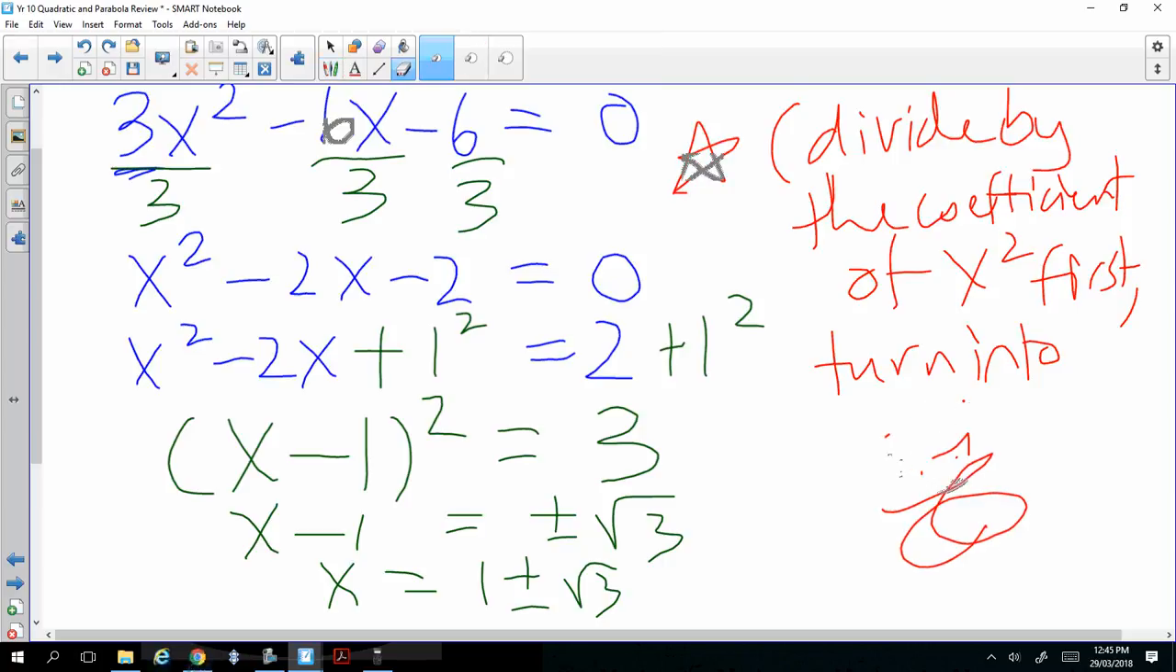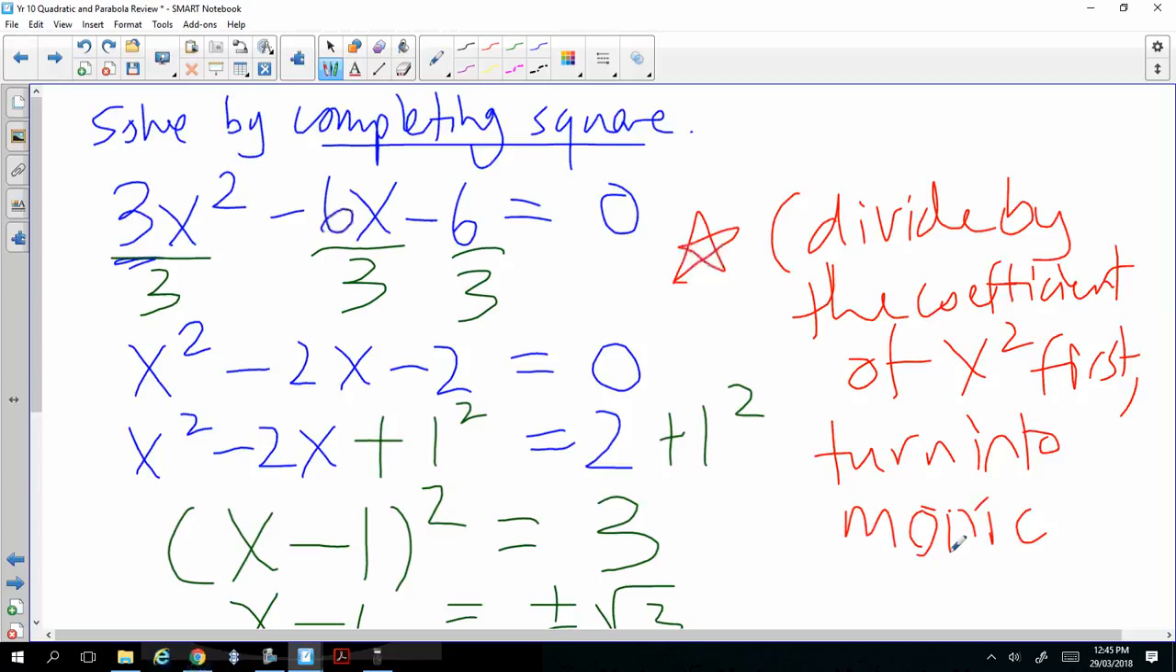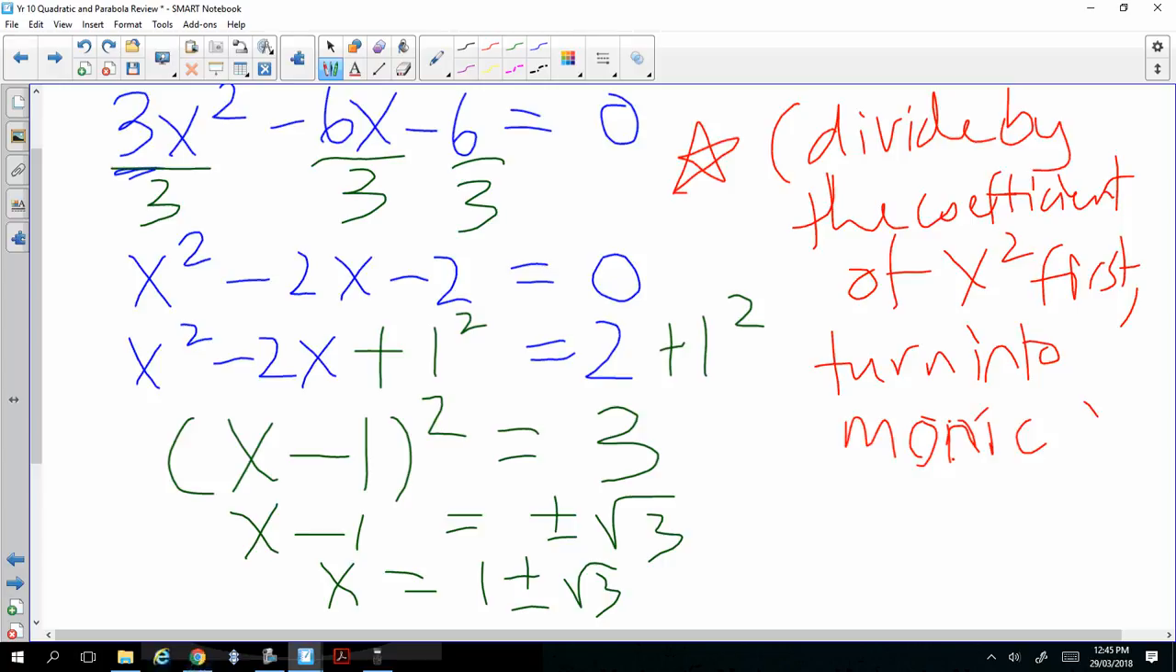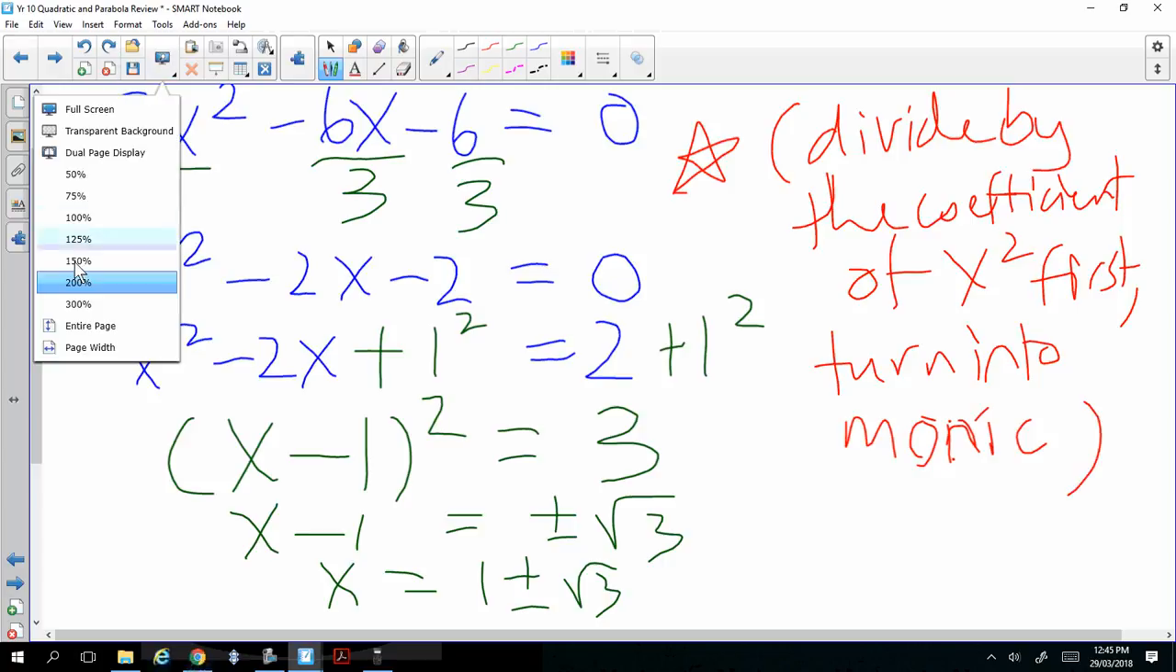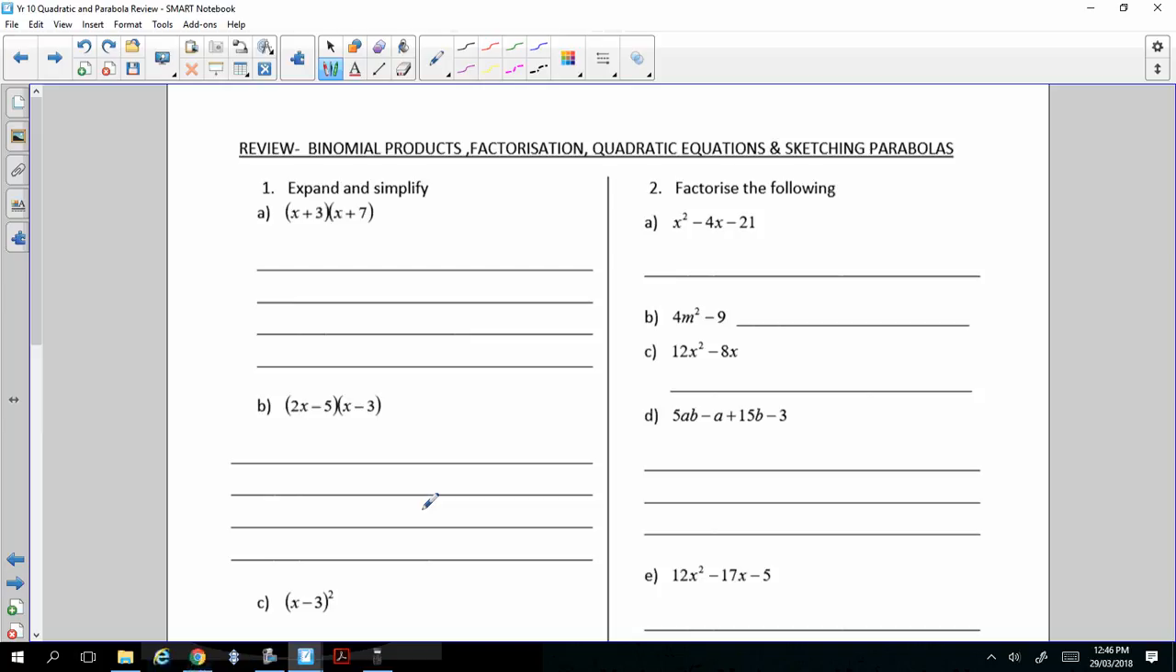Then you can start the worksheet on the next page, which I put up on your table. For your first question, expand and simplify, just go like this. x squared plus 7x plus 3x plus 21, which equals x squared plus 10x plus 21. Alright, and some of you need to factorize, so you just go x. Alright, I'll leave it to you.